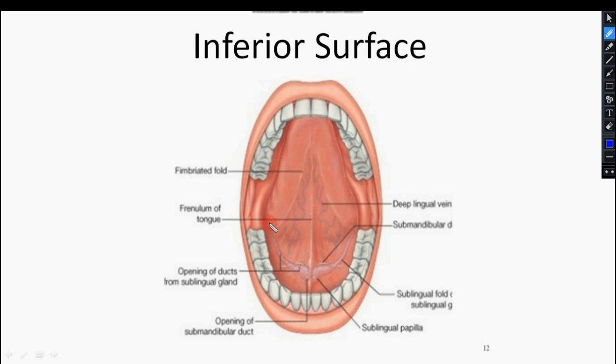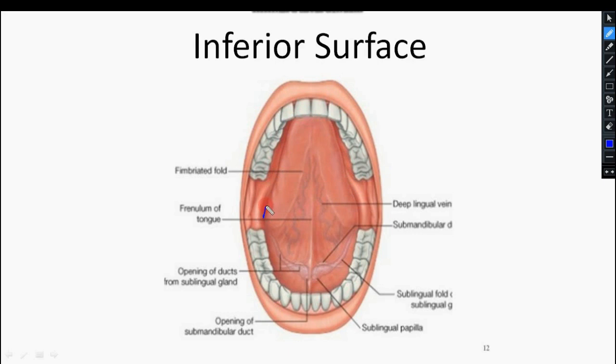Another fold, which runs upward and medially, is the fimbriate fold. In between this fimbriate fold and the frenulum of the tongue, we see a slightly dark colored structure. This is the deep lingual vein, also known as the profunda linguae vein. This is the lateral margin of the tongue.